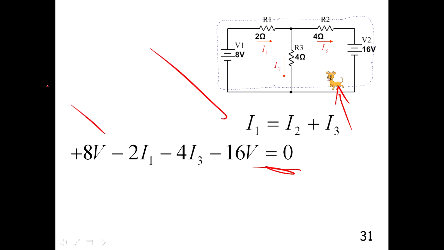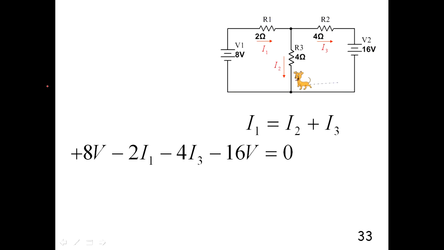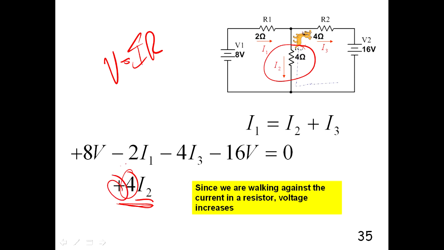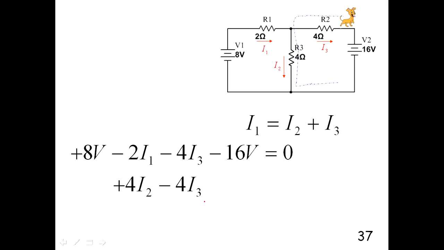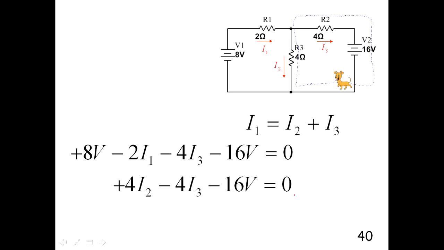So now we have 2 equations, but we've got 3 unknowns, so we're going to have to write one more loop equation. So let's have our dog walk around a different loop. So here we go. She's going to go that way, and now she's going against this current. So now when she goes against the current, we get plus. So plus V, V equals IR, but we're putting R times I. And it's positive because she's going against the current. Then here she's going to go with the current, so we get a minus 4 times I3. And then dropping down 16 volts again. And then there she is back to 0.